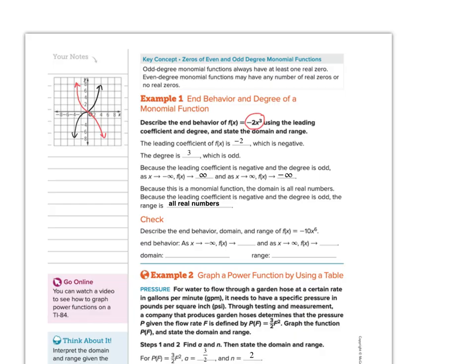And my end behavior, looking at it on the graph, helps me to see that as x approaches positive infinity, y approaches negative infinity. As x approaches negative infinity, y is approaching positive infinity. And then my domain and my range are both all real numbers for my odd degree polynomials.